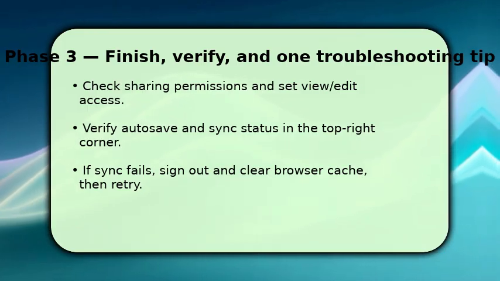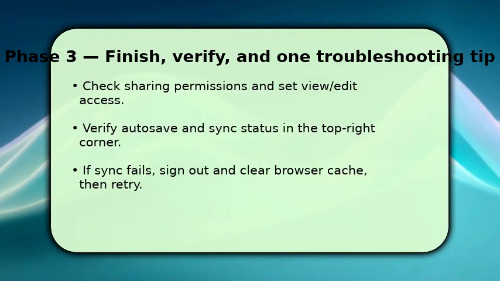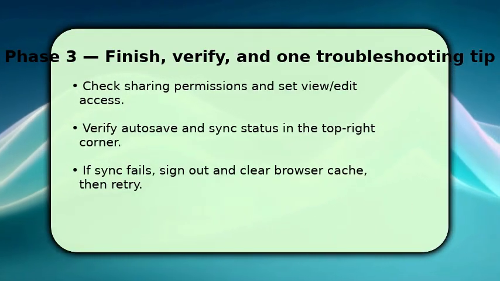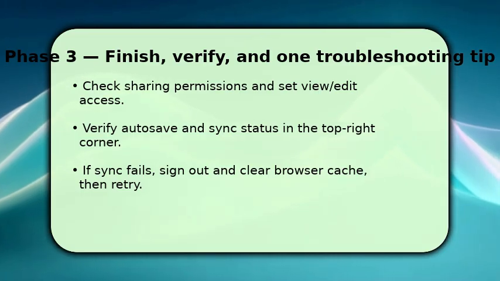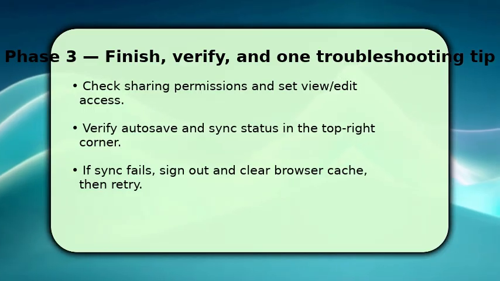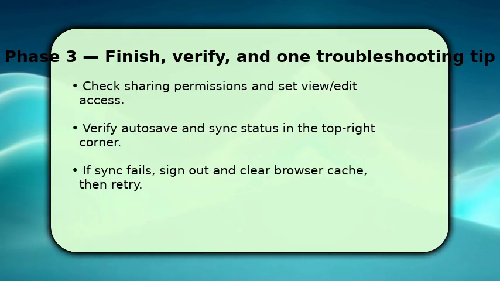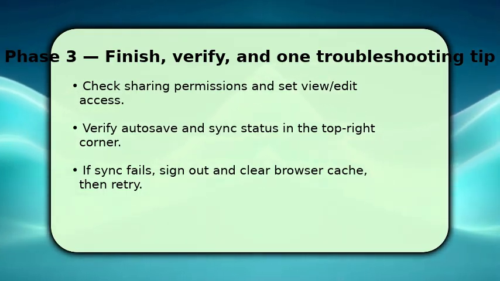If collaborators need access, use the Share button and set viewer, commenter, or editor roles accordingly. Once everything looks good, test a small edit while offline to confirm sync behavior. If something goes wrong, sync errors, blank sheets, sign out, clear your browser cache, then sign back in. That fixes most issues. If problems persist, restart the browser or try another supported browser.